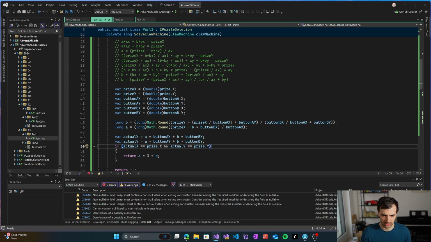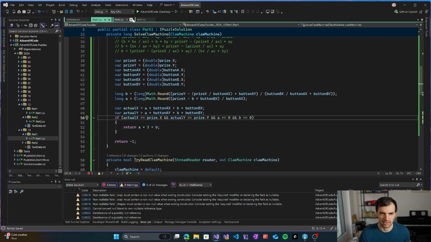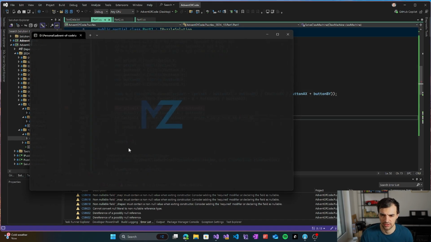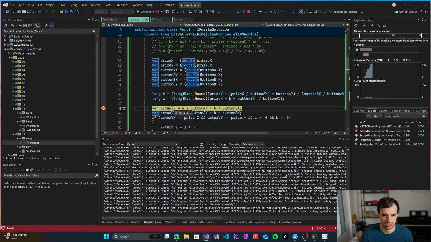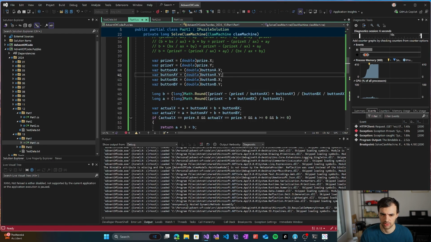And we also want to check if A is greater than or equal to 0 and B is greater than or equal to 0, because we don't want to have a negative number of presses. So hopefully this will be okay. Yeah, it seems to make sense, at least to me. Number of presses, 2000. That's a high number again. So this is not a correct solution. And we are wrong again.